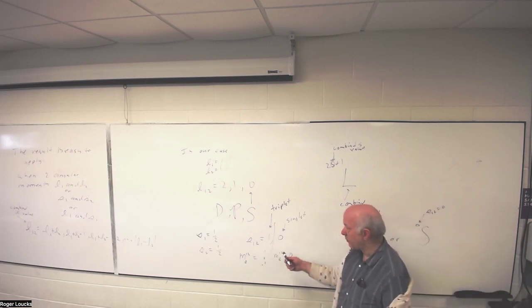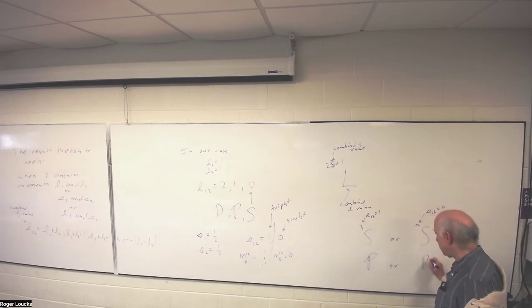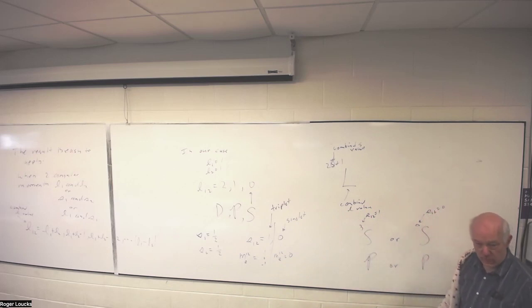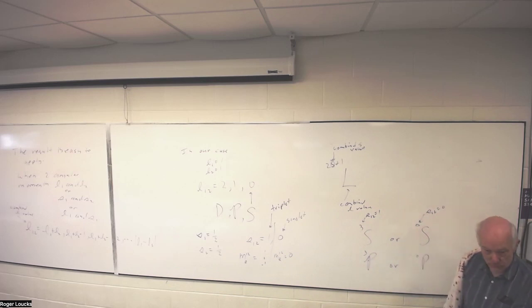Well, what could I then have for the P? You have capital P or capital P. This one would be a 3. This one would be a 0. What else could I have?